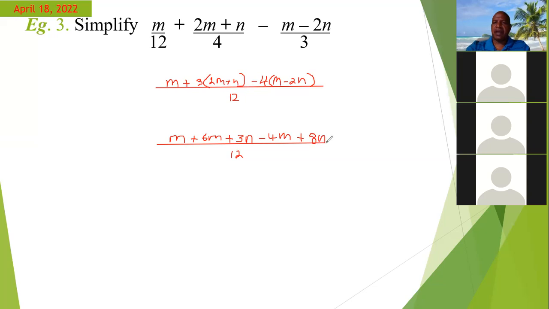Now having removed the brackets, we can go ahead and simplify by grouping and adding like terms. We should by now know what we mean by like terms. So when we're grouping here, we can group the terms with the m's together, and the terms with the n's together. And if we do that, what would we get for m? 7m.